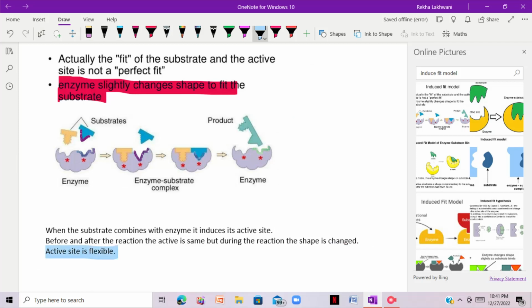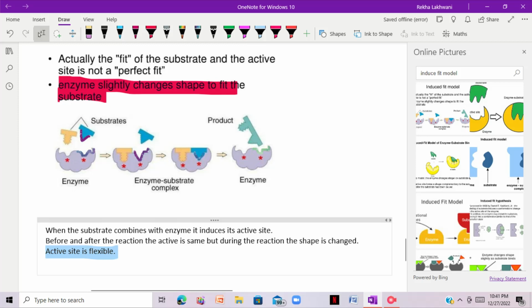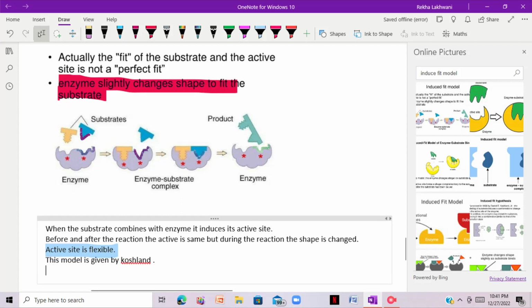According to this model, the enzymes are regulatory. It means there is proper check and balance on them, right? For example, we have hexokinase, which is the enzyme that works on glucose.